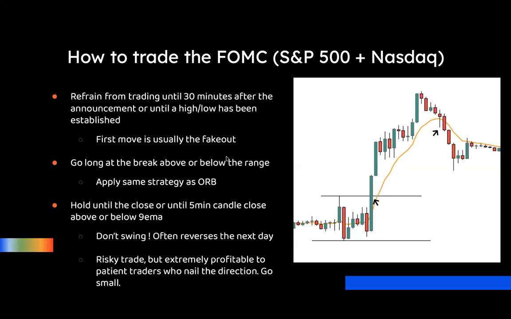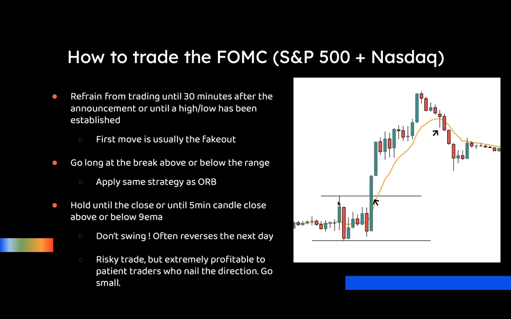So what you want to do, apply the same strategy as the ORB. So mark your high and your low of your 30-minute range. Now, does it have to be a 30-minute range? Not really. All that matters is that a high and a low have been established. And so you don't want to trade anywhere in here. And you're just going to take the same strategy as the ORB. So you just go long when it breaks above and then sell. You either hold to the close or when the 9 EMA breaks on the 5 minute.